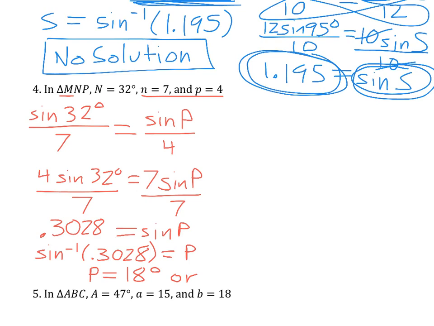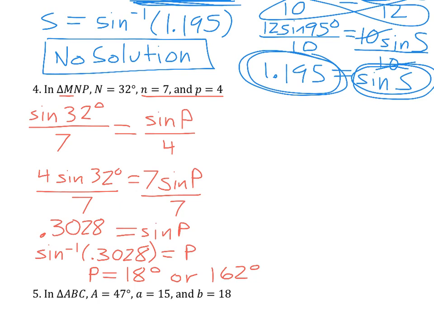So we just found 18 degrees. Remember that supplementary angles add up to 180. So what's the supplement of 18 degrees? 180 minus 18 is 162 degrees. Alright, so this is our second possible answer.